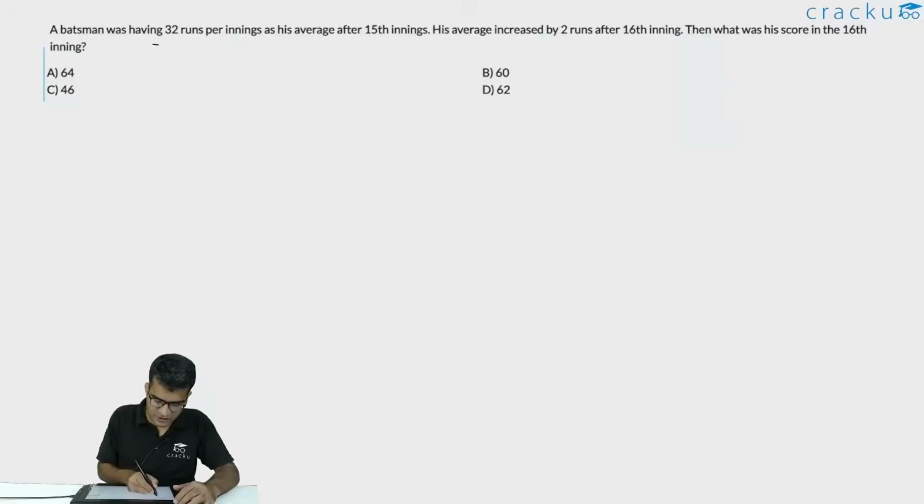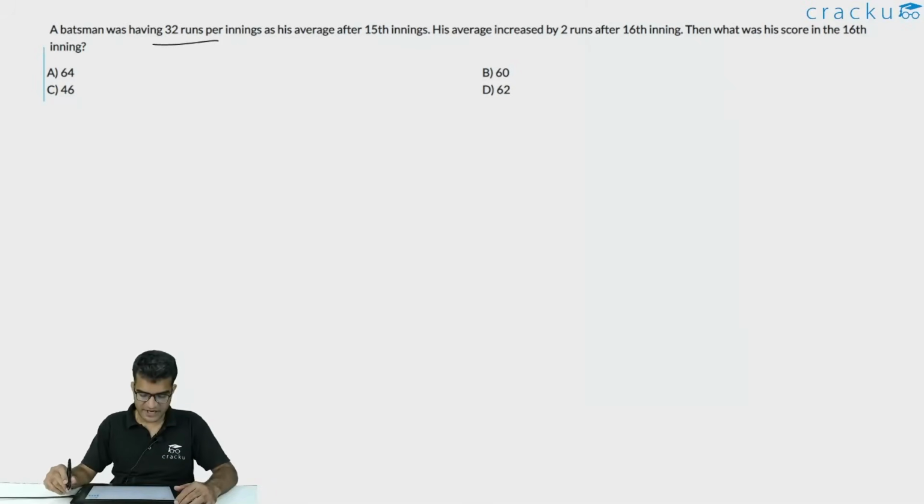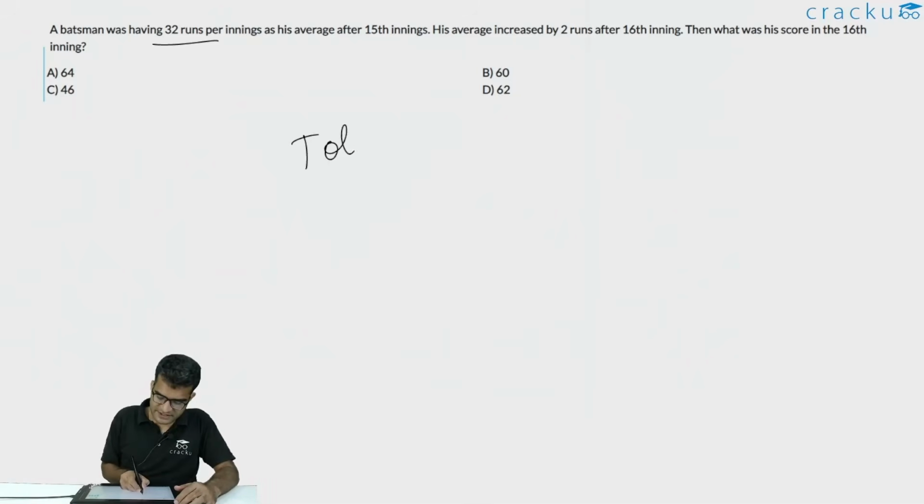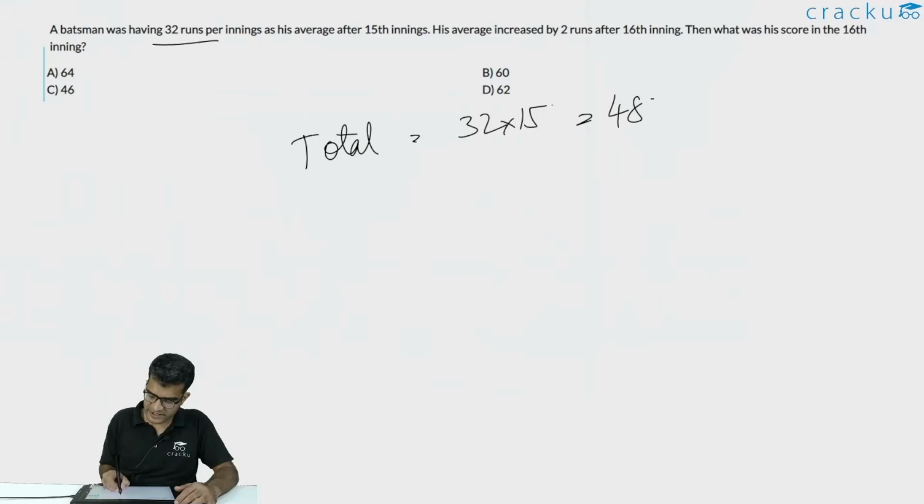In this question we are told that there is a batsman whose average was 32 per innings after the 15th innings. So the total runs that he scored is equal to 32 into 15. What is 32 into 15? This is equal to 480. This is after the first 15 innings.